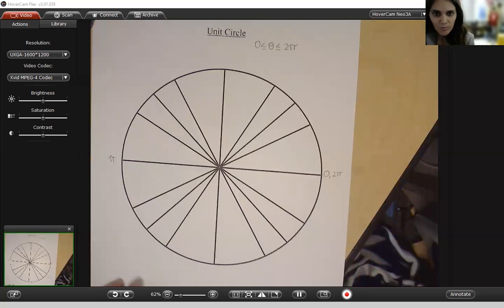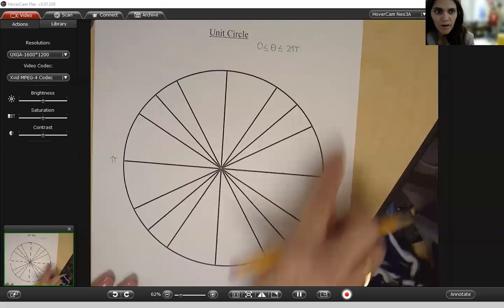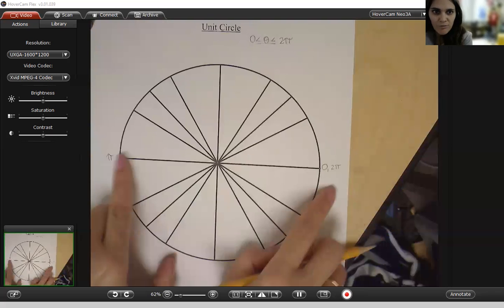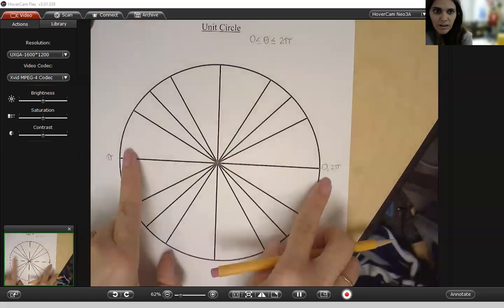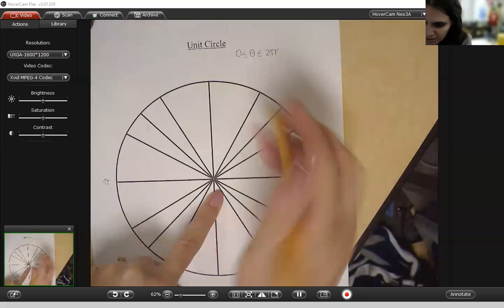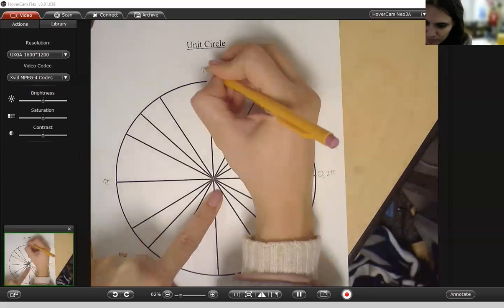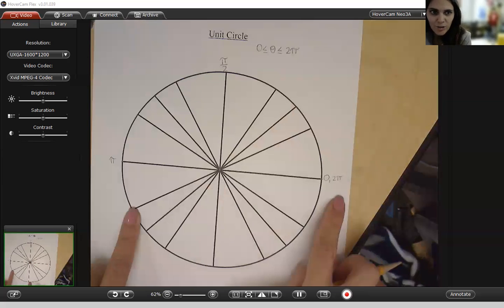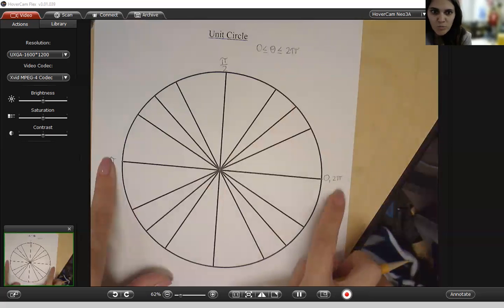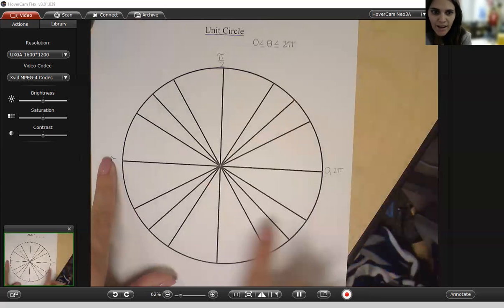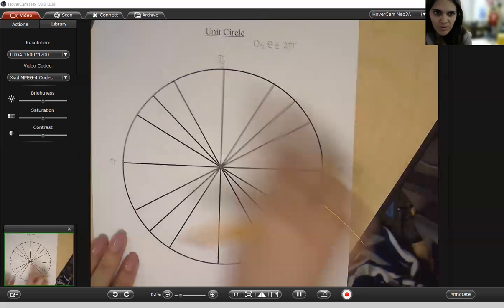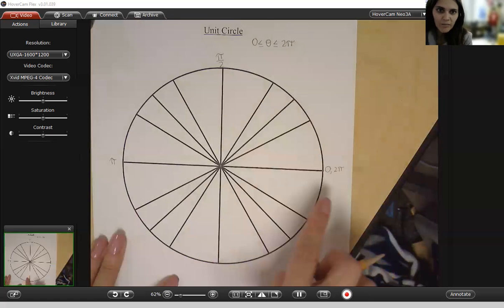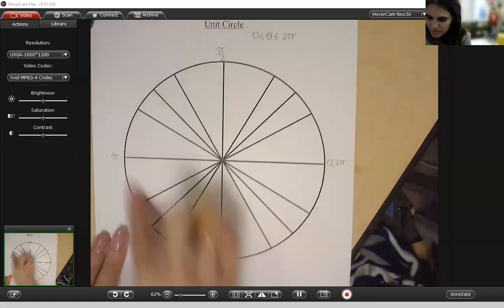All right, so between here and here is 1 pi. If I were to go halfway between here and here, I'd be half a pi. Half a pi is pi over 2. Next, down here, if I were to go halfway between 1 pi and 2 pi, I would be at 1.5 pi, right? 1 plus another half, or 3 halves. 1 half, 2 halves, 3 halves.